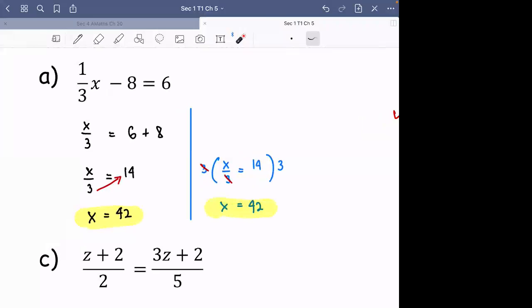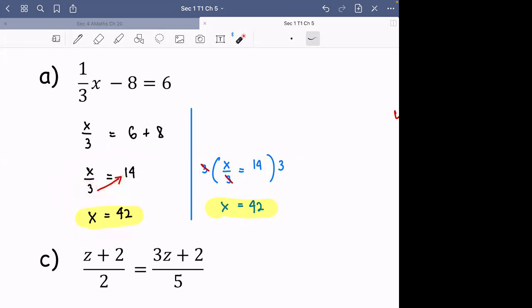Again, how do we solve for x? The shortest method is we just cross multiply. The denominator of 14 is 1, but of course we don't write over 1 for whole numbers. So the shortcut here is 3 times 14. That's how we got 42. Now this is the shortcut.